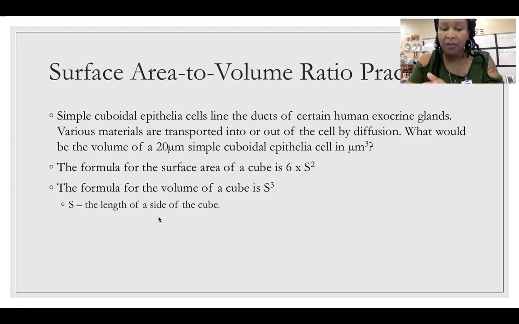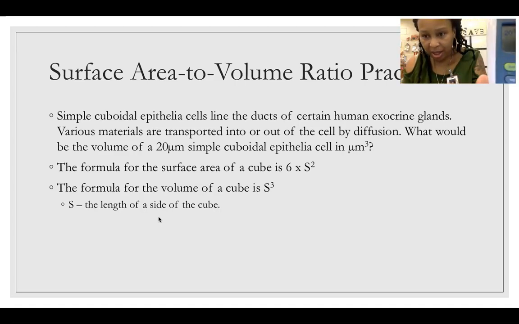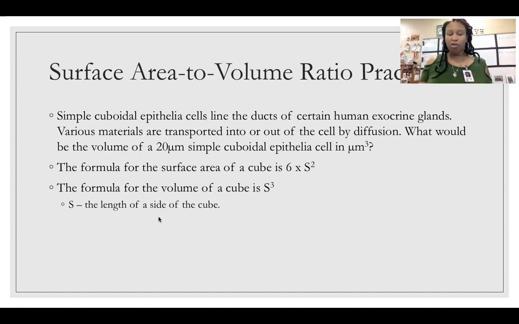So we're going to calculate the volume of the cube, which is going to be S cubed. S represents the sides. So I'm going to take 20 micrometers and cube it. So that's 20 times 20 times 20. And what you find out when you do that, I'll give you a second. 20 cubed is 8,000. All right, so 8,000 micrometers cubed is the volume of this particular simple cuboidal cell.